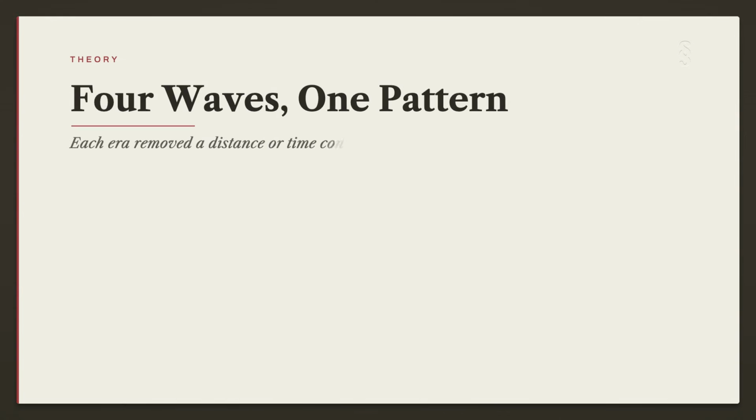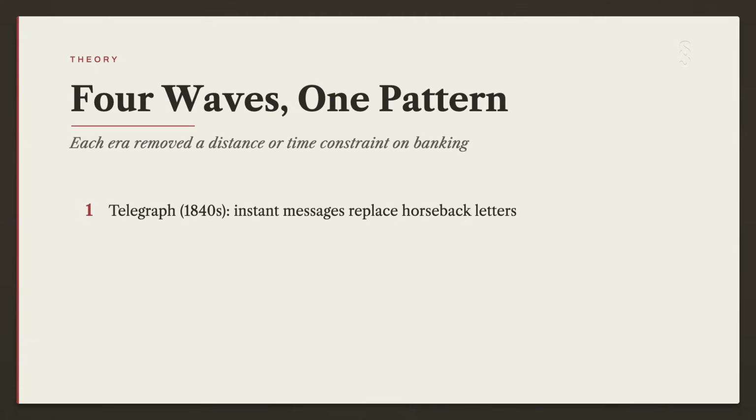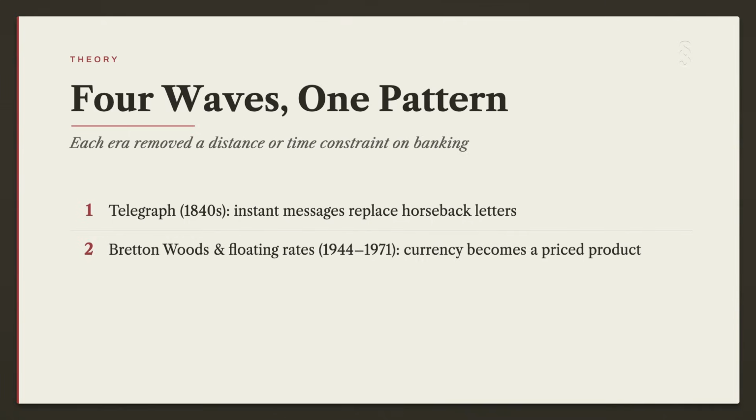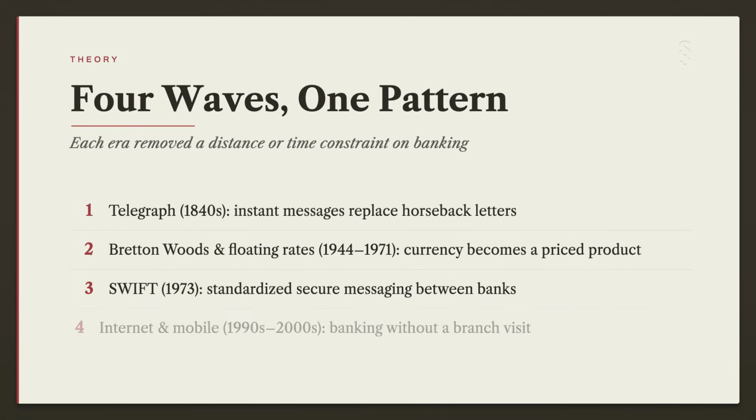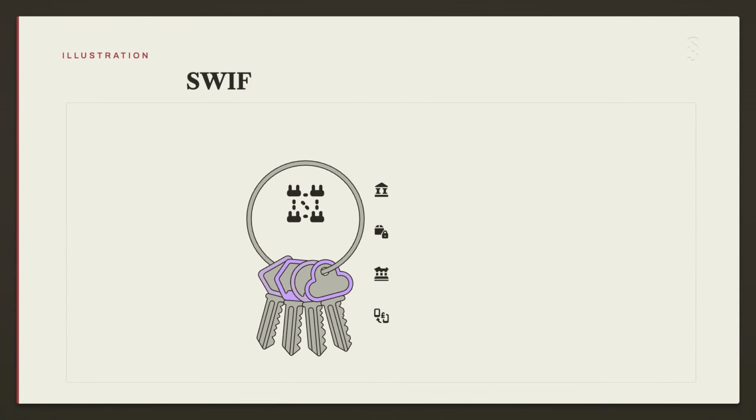The telegraph turned distance from an absolute barrier into a manageable cost. Bretton Woods built the monetary architecture that later gave way to floating exchange rates and currency trading. SWIFT then gave banks a shared language to move money safely across borders. Finally, the internet and mobile devices did to everyday banking what SWIFT had done to interbank messaging.